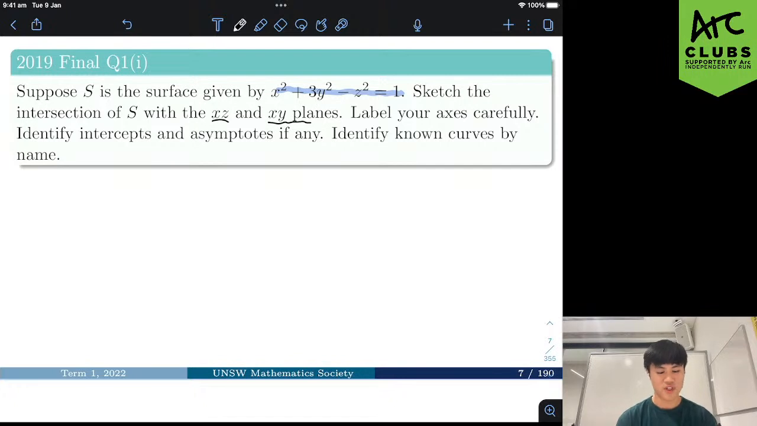Continuing with this question, we want to sketch the intersection of S with the xy and the xz plane. Firstly, let's actually see what S looks like.